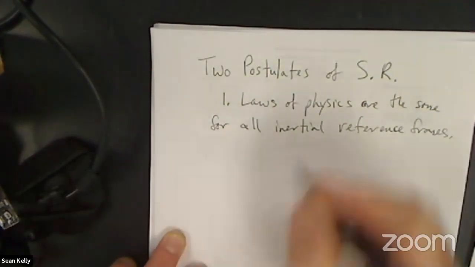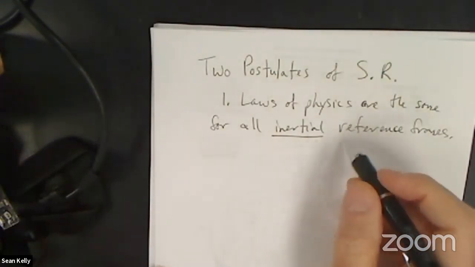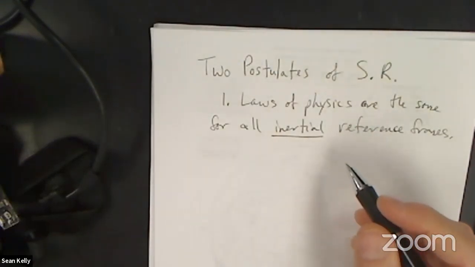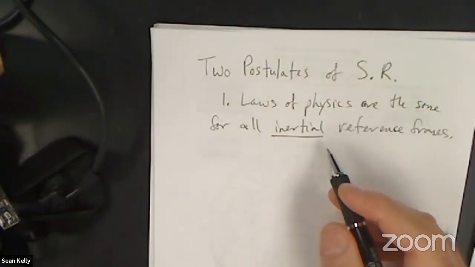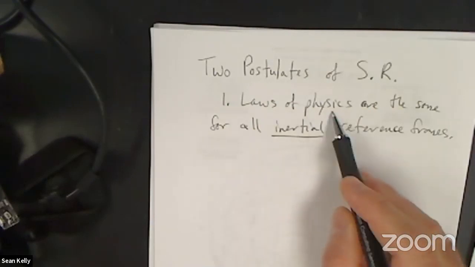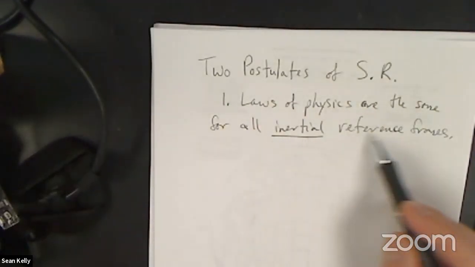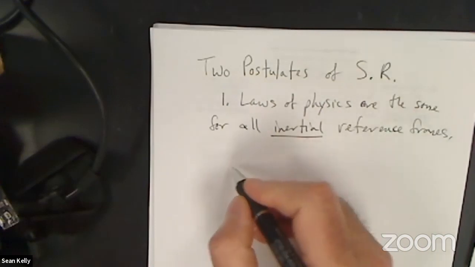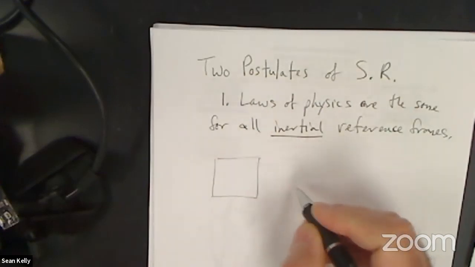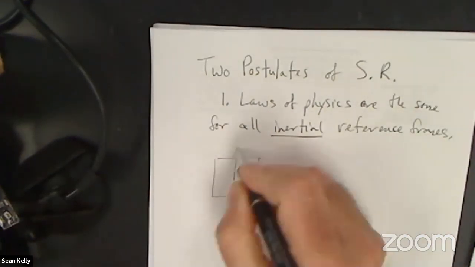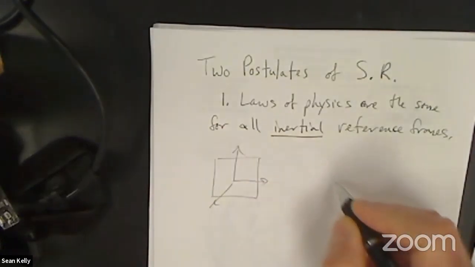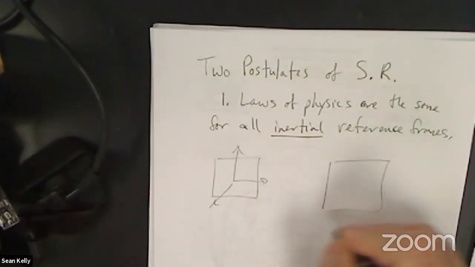Okay, so this is a new word, or actually it's not a new word. We've used this before, inertia, right? We talked about Newton's laws of inertia. But the laws of physics are the same for all inertial reference frames. What does this mean? If you are moving, or you're not moving, let's say you're not moving, but there's a car that's moving, right?